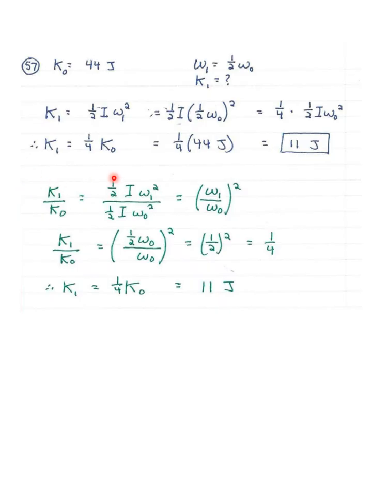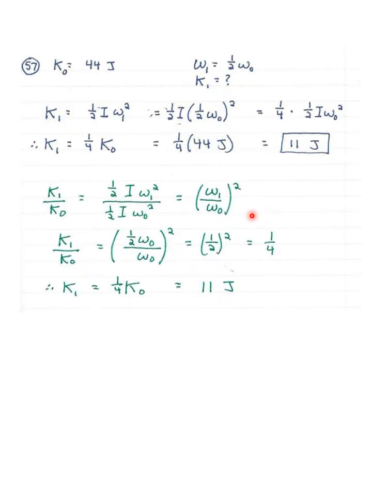And in the numerator, we'll do K1, so that's 1/2 I omega 1 squared. In the denominator, we'll do the original K0, 1/2 I omega naught squared. And look what happens when we have this ratio. The 1/2s divide out. The moments of inertia divide out. And we're left with this simple ratio of omega 1 over omega naught, squared.